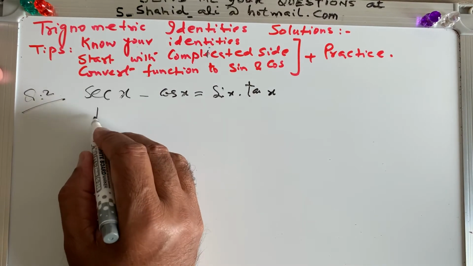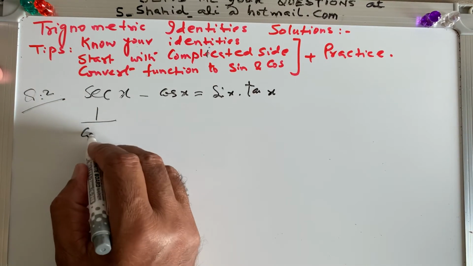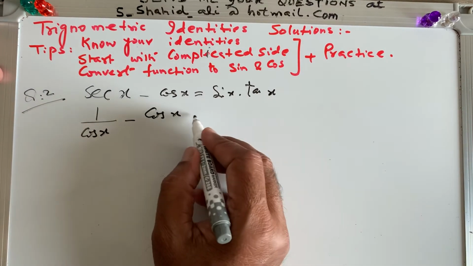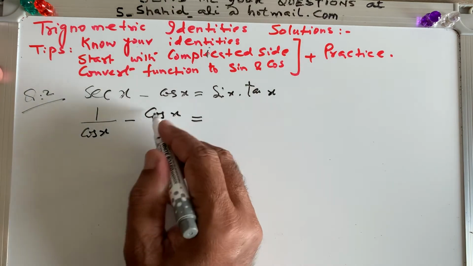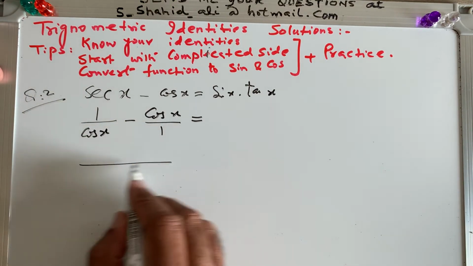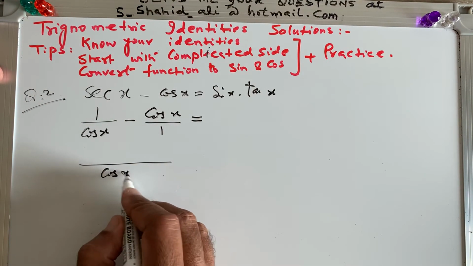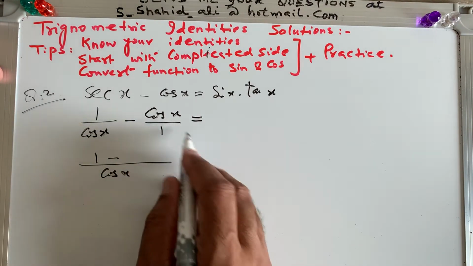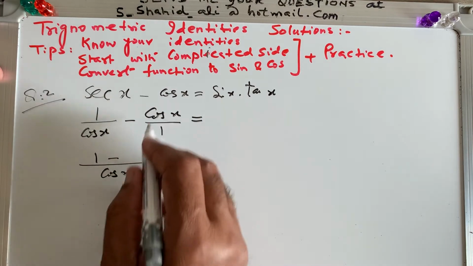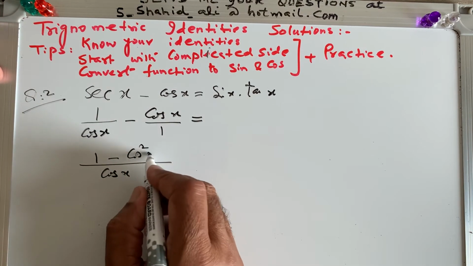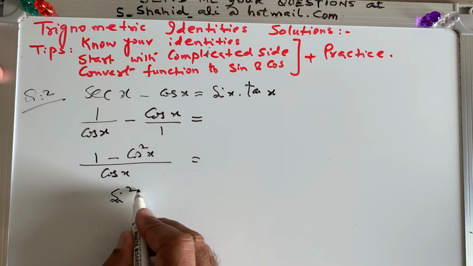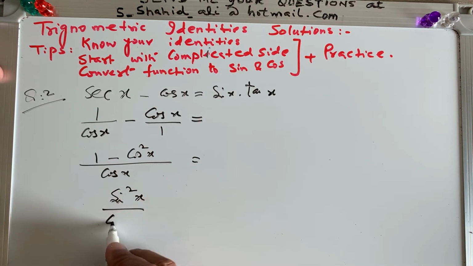So secant x is 1 over cos x, minus cos x. And what do I have to do now? Now I have to take the LCM. So what is my LCM? Cos x is my LCM. When you divide, you get 1. Minus, when you multiply the numerator, you get cos square x. And 1 minus cos square x, you know, is equal to sin square x, divided by cos x.